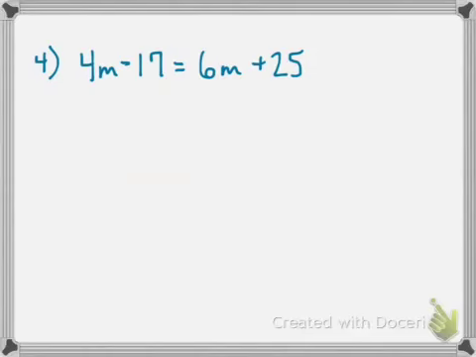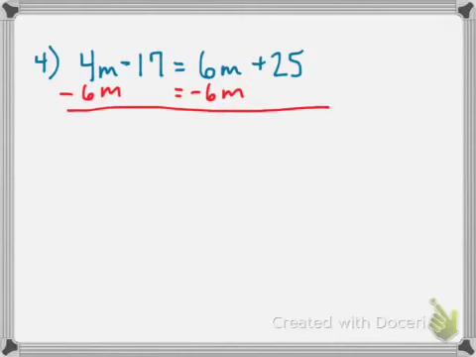So let's see how you did with number 4. First step, distribute if necessary. I see absolutely no parentheses, so I do not have to distribute. Second step, combine like terms if necessary. The left side, these are unlike terms. The right side, these are unlike terms. So step 3, get all your variable terms on one side of the equal sign. We like to get it on the left side, so I'm going to get rid of this 6m on the right side. So I subtract 6m from both sides of my equal sign.